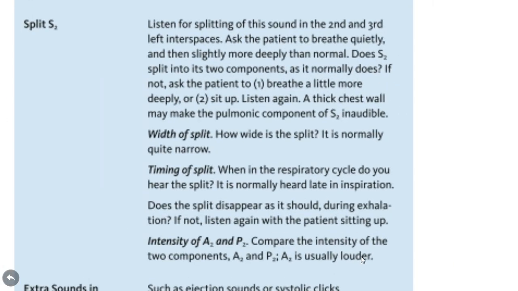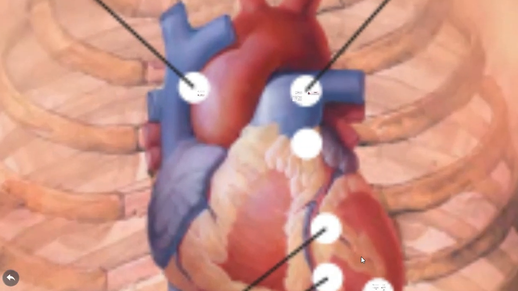Okay, for the split S2, listen for the splitting of the sound in the second, or it can also be the third intercostal space, and ask the patient to breathe quietly and then slightly more deeply than normal. So you have to check if it splits into two components, and note how the breath affects the split and the timing of the split.